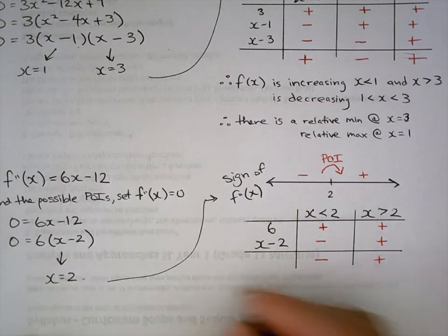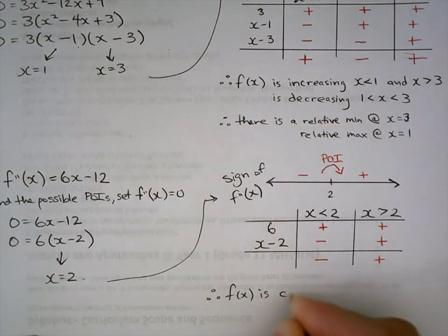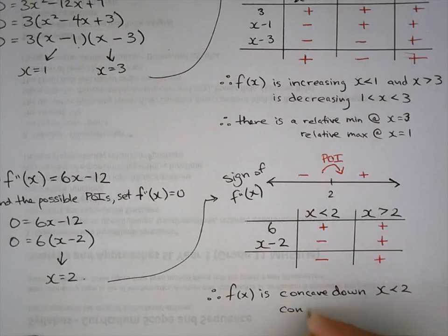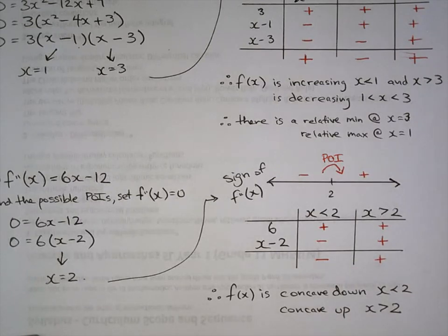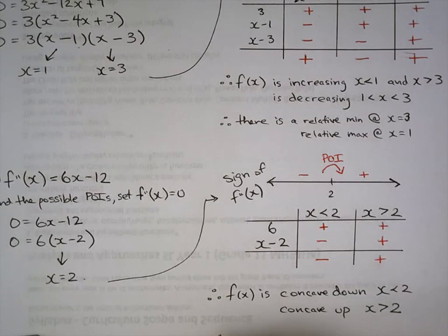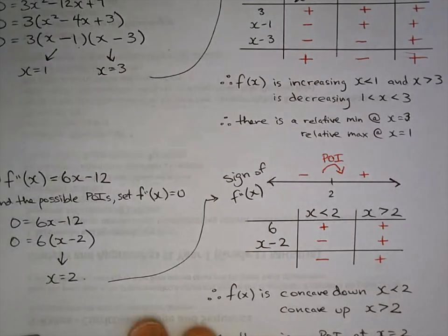And I'm just going to make my note here to say that therefore f of x is concave down for x is less than 2, and it's concave up for x is greater than 2. That's the information we learned from the sign chart with the negative and positive. And we've also learned that there is a POI, point of inflection, at x equals 2.